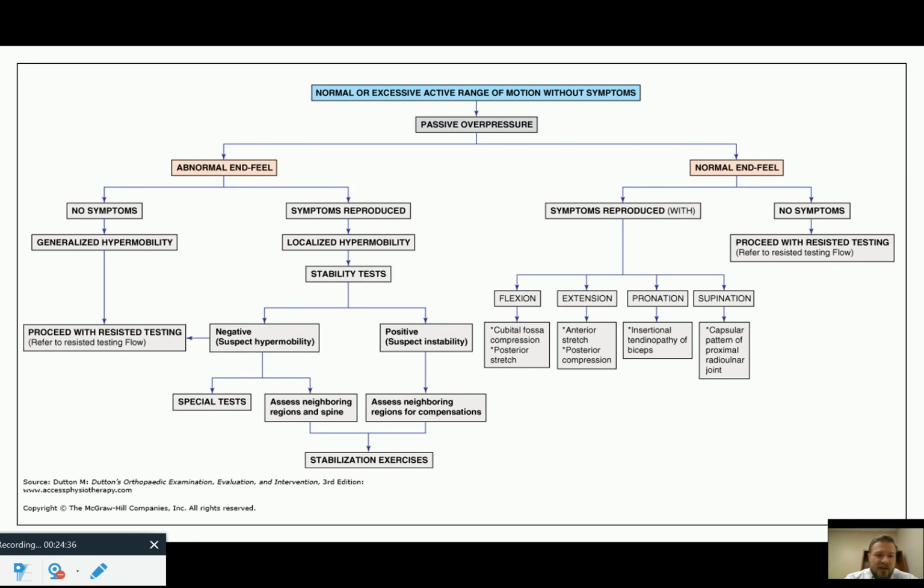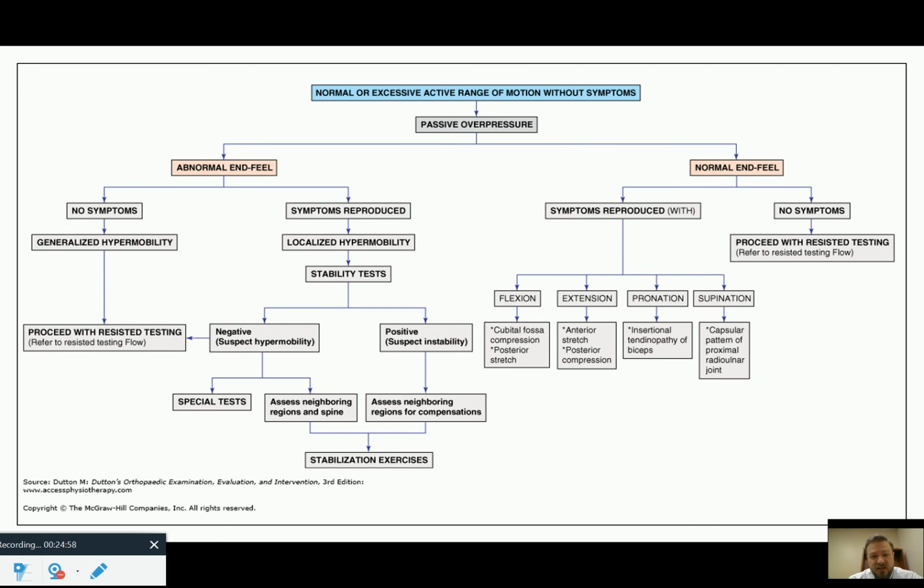Now, really one of the last slides here, and this is one you can pause or even look in your Dutton book, but you're going to look at normal or excessive active range of motion without symptoms. This is kind of just a flow chart of your exam. You provide passive overpressure. If they have an abnormal end feel, then you go down this way. Normal end feel, you go down this way.